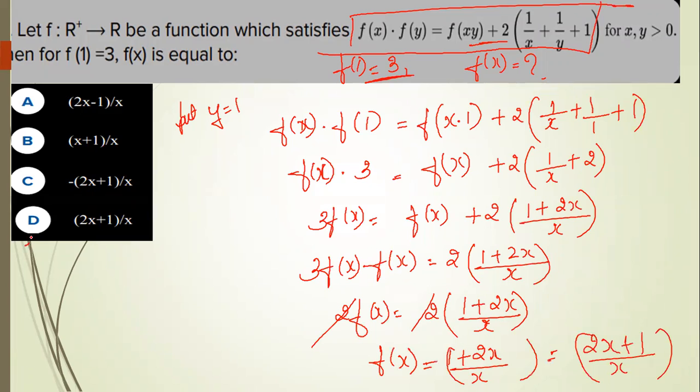So the correct option is option D. I have directly written the answer without taking the LCM separately. Yes, good Mehektaj, you have got the answer. So can we move to the next question? Yes?